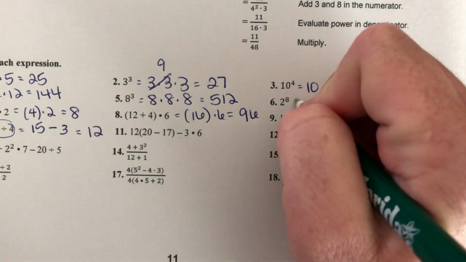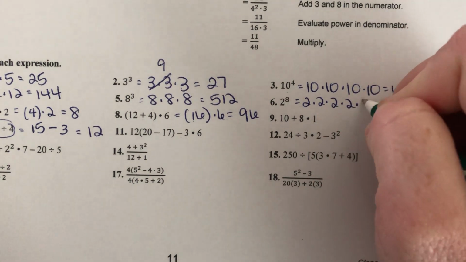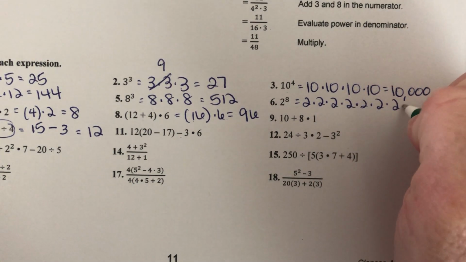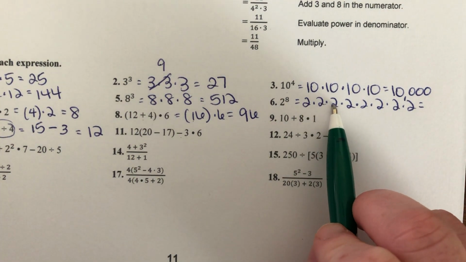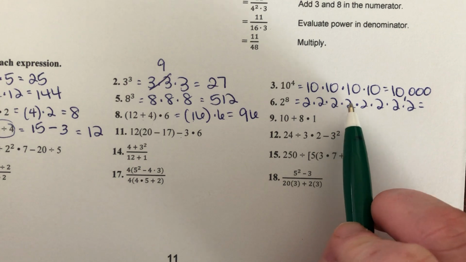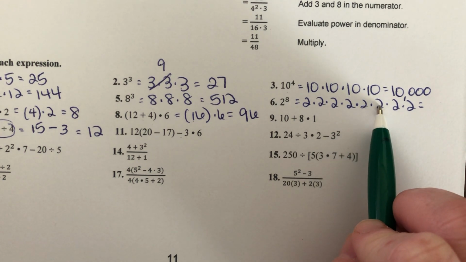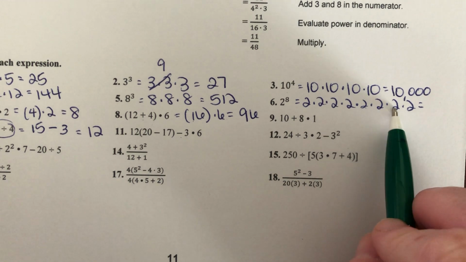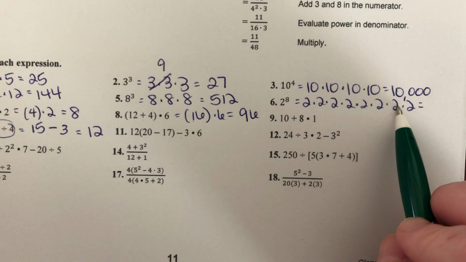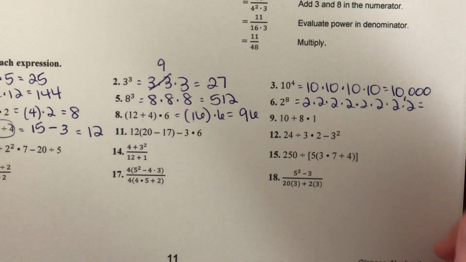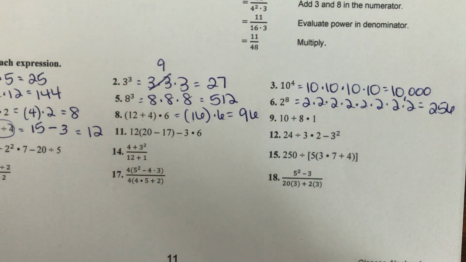2 to the 8th power. So we're talking about 2 times 2 times 2 times 2 times 2 times 2 times 2 times 2. 8 of them. 2 times 2 is 4. 4 times 2 is 8. 8 times 2 is 16. 16 times 2 is 32. 32 times 2 is 64. 64 times 2 is 128. Yep. And 128 times 2 is 256. Hopefully y'all can see that. I'm running off the edge.